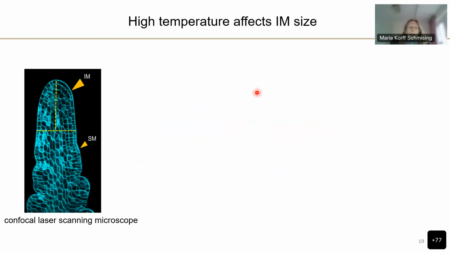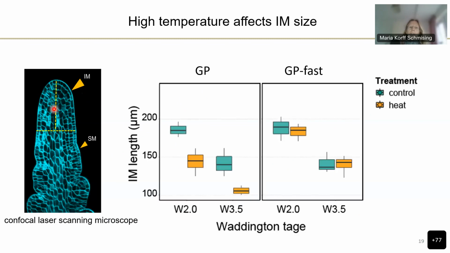Now we know that it's the inflorescence meristem that is important for spikelet induction. So then we looked at changes in the morphology of the EM under high ambient temperature conditions, just very roughly, by looking at changes in the height and width. And here you see changes in the length of the inflorescence meristem at 2 stages, again in both genotypes.